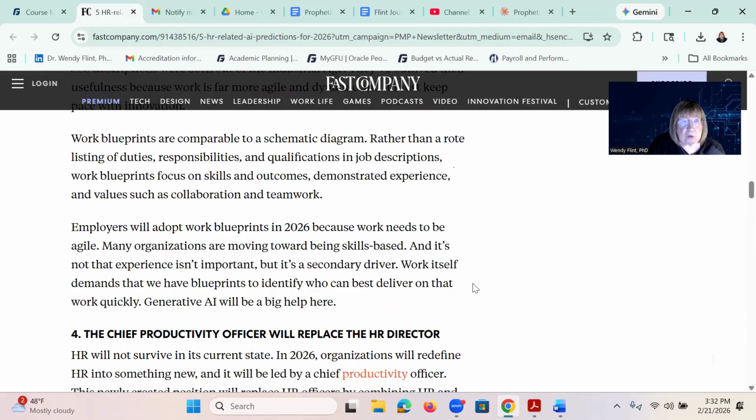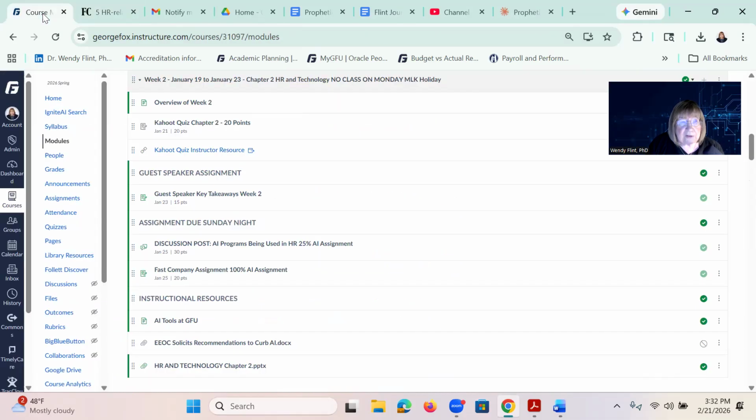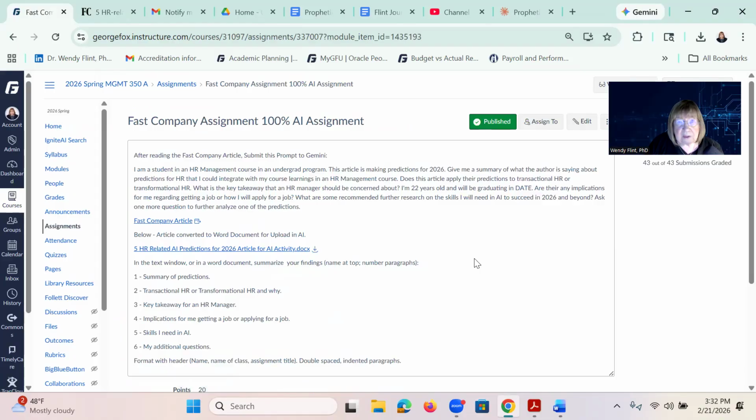So the article was short, but it definitely gave food for thought. And I created an assignment for this article that I gave them permission to upload into Gemini, which is the tool that we use at our university. So I asked the students to upload the article and tell Gemini that they were a student in HR management and that this article was making predictions.